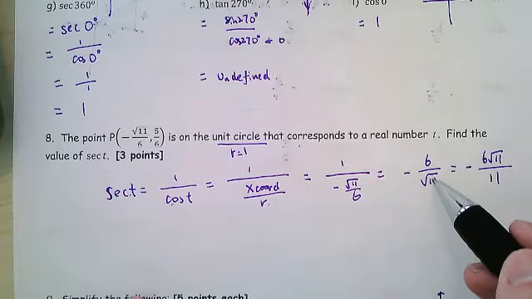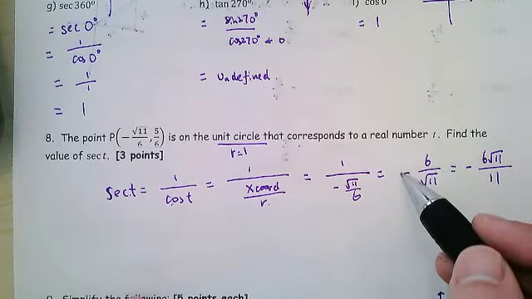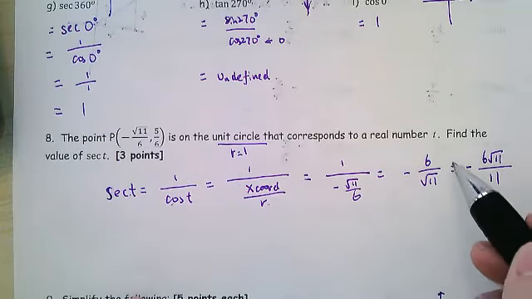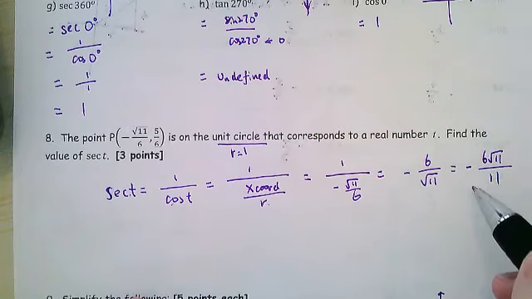You do some algebra, flip the fraction, move the negative sign to the front, and you multiply both sides with square root of 11. So you get 6 times square root of 11 over 11. That's your final answer.